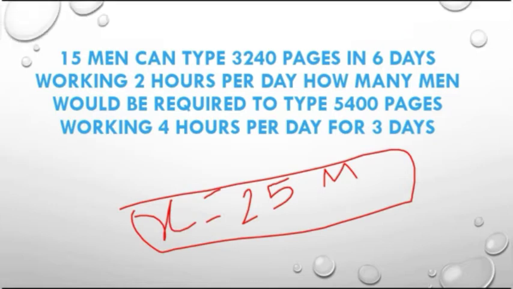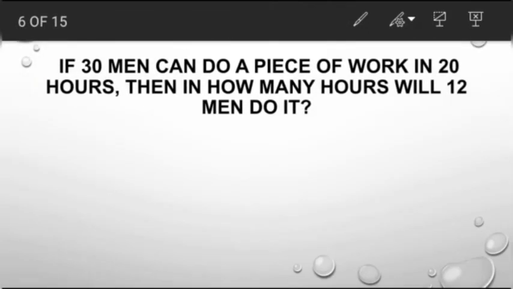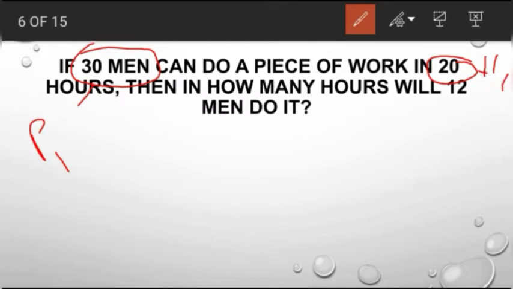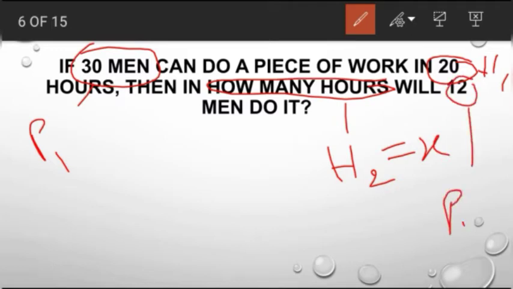Okay, let us solve another problem. If 30 men can do a piece of work in 20 hours, then in how many hours will 12 men do that? So 30 men means persons P1, and can do a piece of work in 20 hours, which means H1. Here there are no days, so leave it. Then how many hours, which means H2 equals X. And 12 men means number of persons P2.